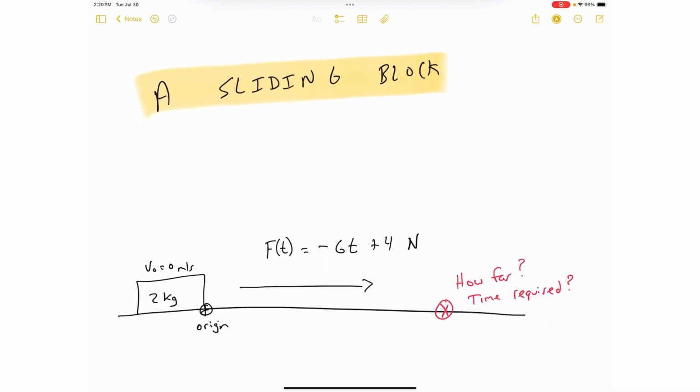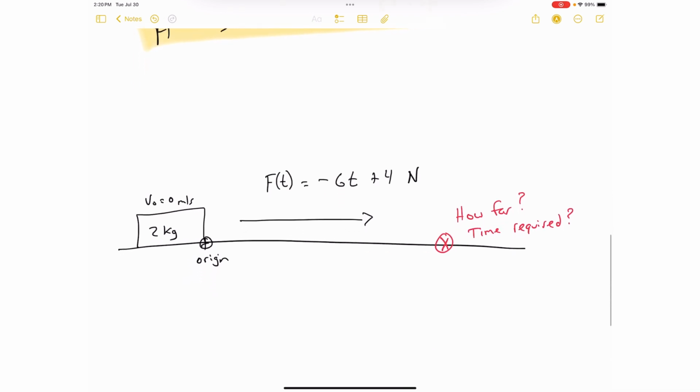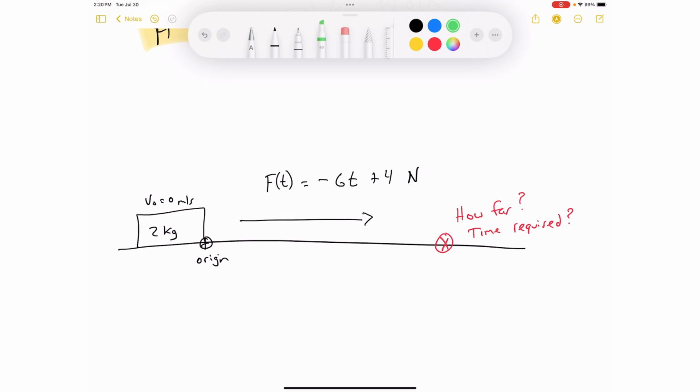So instead of going through this, we're going to solve it in a more intuitive approach. This is called a sliding block, and what I like to do is sketch out the problem. Here's our block, it's 2 kilograms, that's its mass, and it's going to be moving to the right. The initial velocity v0 is 0 meters per second because it's at rest, and I wrote the origin right here.